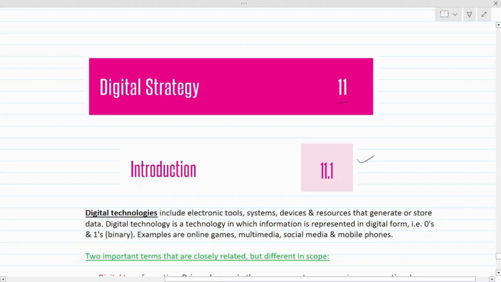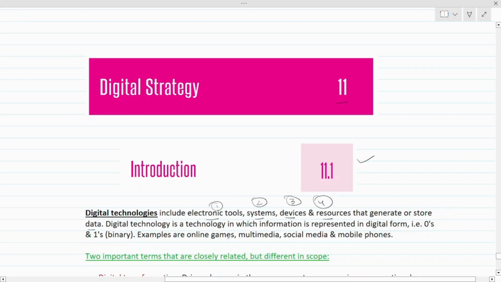And in 11.1, we'll start with something called digital technologies. So let's understand what exactly digital technology is. It basically includes electronic tools, systems, devices, and resources. So four things you need to take into account when we talk about digital technologies: electronic tools, systems, devices, and resources that generate or store data. The primary idea of having these digital technologies is to basically store data, right? So in what forms are they available? Either electronic tools, systems, devices, and resources.